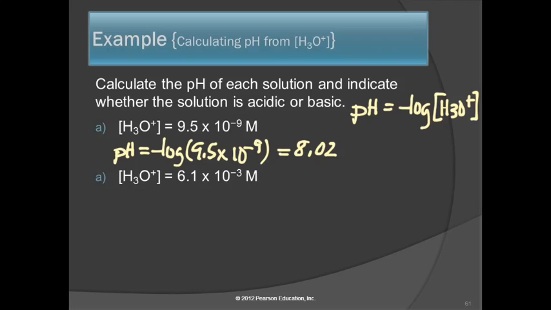How about the next one? 6.1 times 10 to the minus 3rd is the hydrogen ion concentration, hydronium ion concentration. What's the pH?